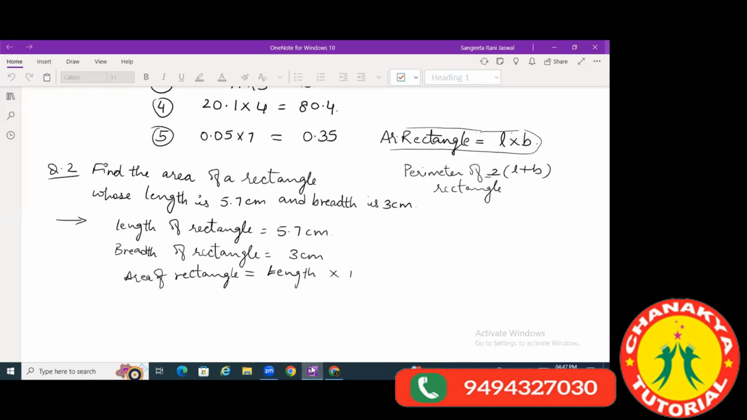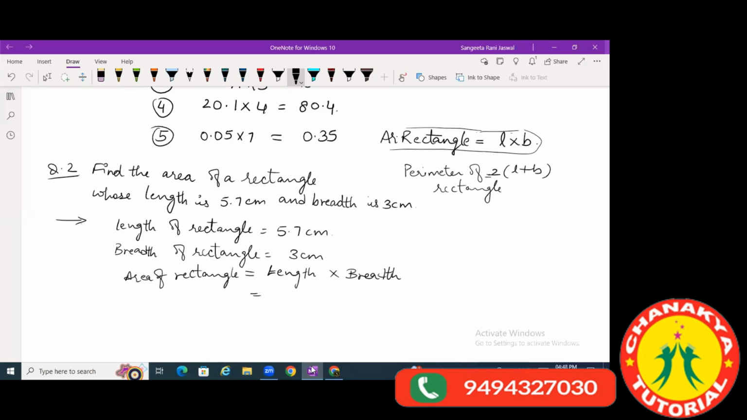And can you say the answer? Okay. And the answer is 17.1 centimeter square. Area is always in centimeter square.